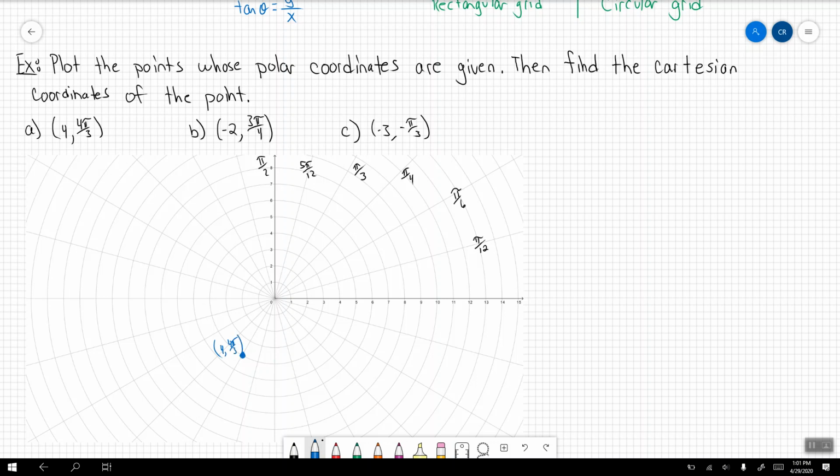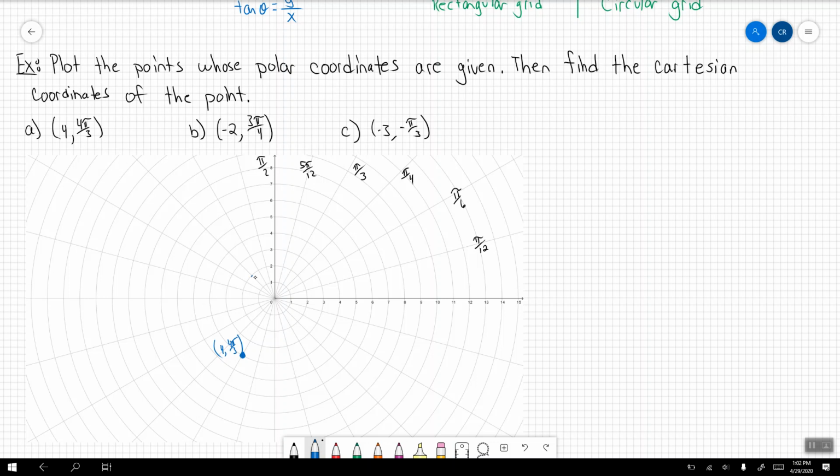All right, let's look at the next one. The next ordered pair we want is (-2, 3 pi fourths). Because my radius is negative, I'm going to plot the positive version first, and then I'll reflect it 180 degrees. So I'm going to go out to a radius of 2, and then go to 3 pi fourths. 3 pi fourths just means that we moved 3 times by 45 degrees. My first 45 degrees should be here, second 45 degrees should be here, and then third 45 degrees should be right here.